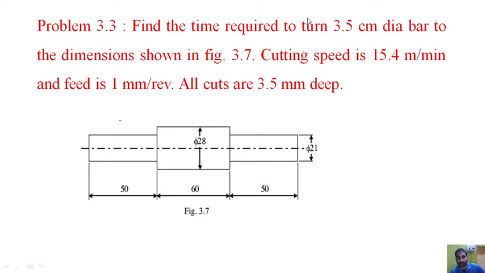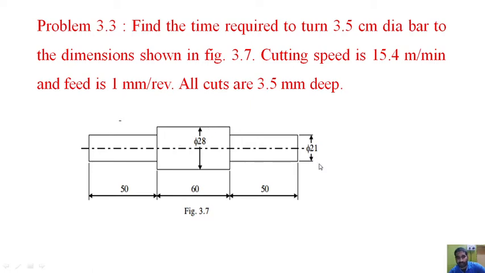Why? Because the depth of cut is 3.5 mm. So if you give one cut, the diameter reduction will be 7 mm, 2 times the depth of cut. Initially 35 mm is the raw material size, so 35 minus 7 mm is 28 millimeter. So you can see this is 28 millimeter here.